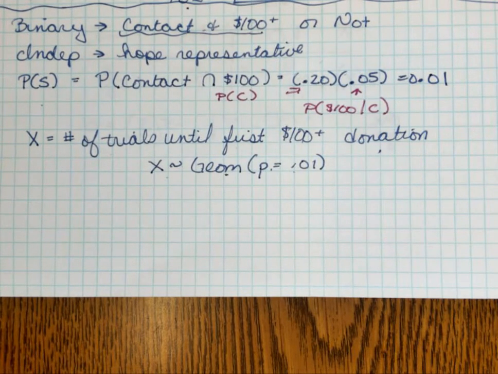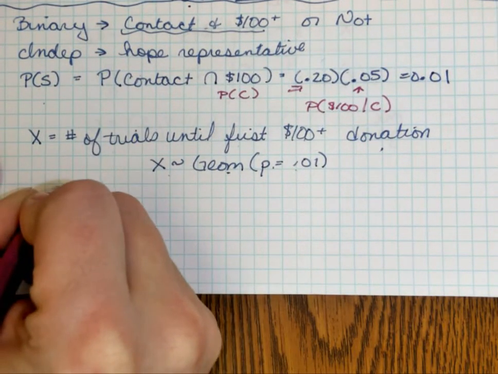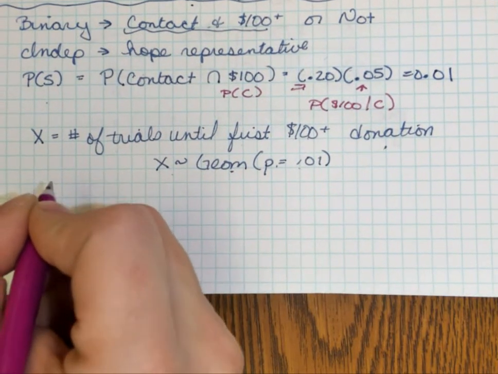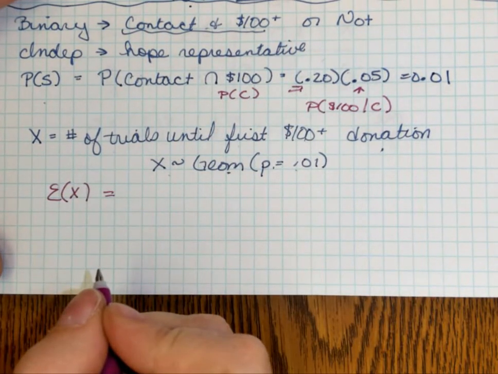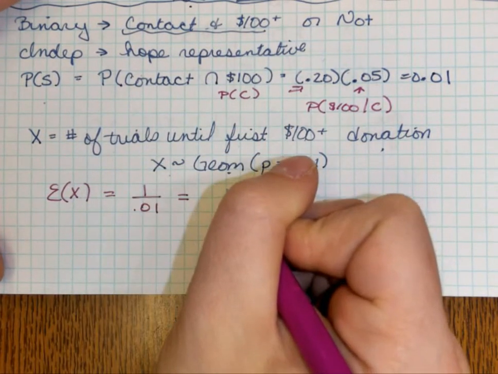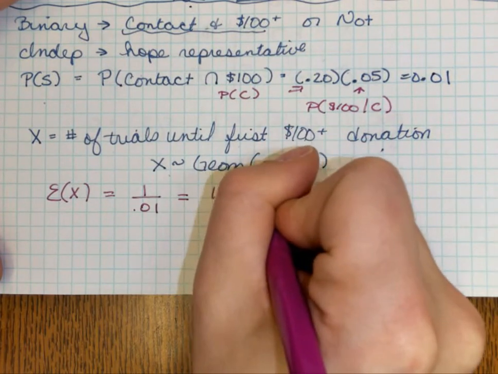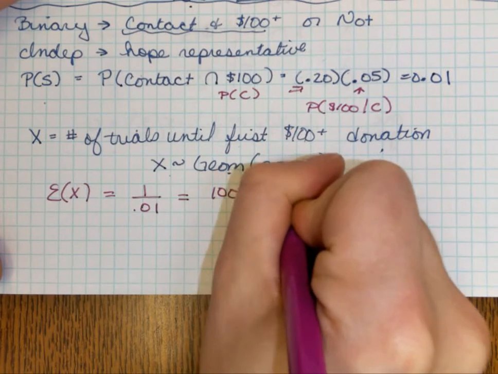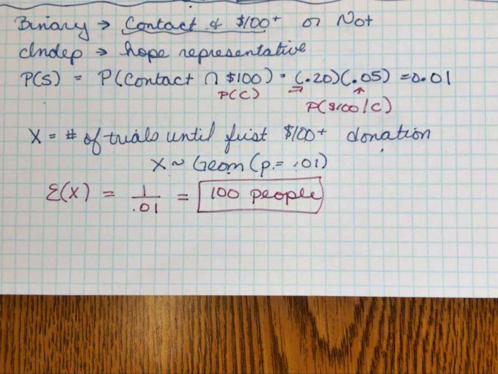Now this question was asking you, on average, how many people should she expect to contact before she gets a $100 or plus donation? What am I looking for? Over $100, but what am I asking you to calculate? I'm looking for the expected value of X. So how am I going to do that? 1 over p, so 1 over 0.01. What's that going to be? 100. 100 people. You are expected to contact 100 people until you get a $100 plus donation.